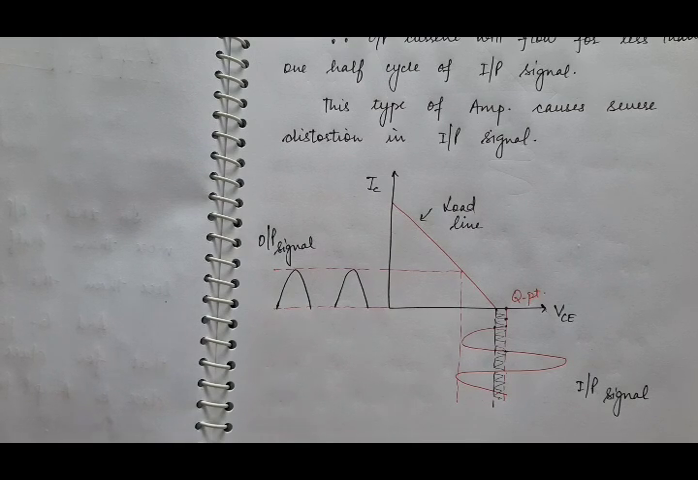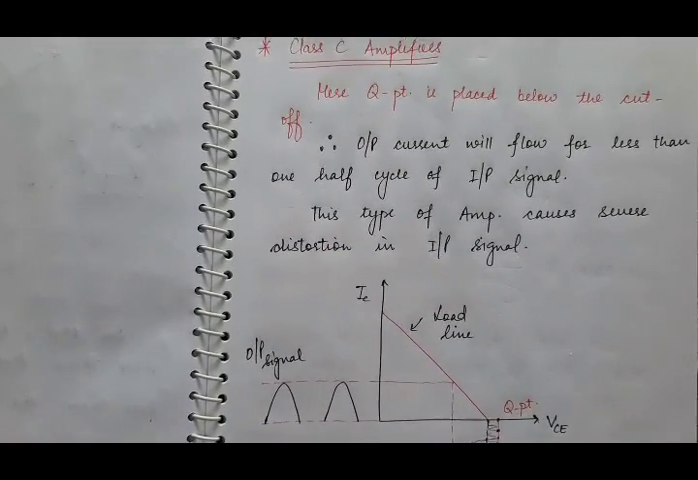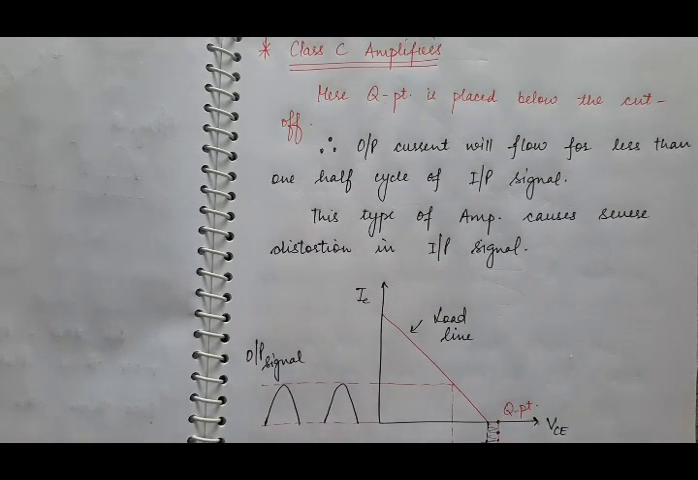So what will happen in this case? This type of amplifier causes severe distortion in the input signal, because in this case the output current flows for less than the 1/2 cycle of input signal, and the Q point in this case lies below the cutoff.